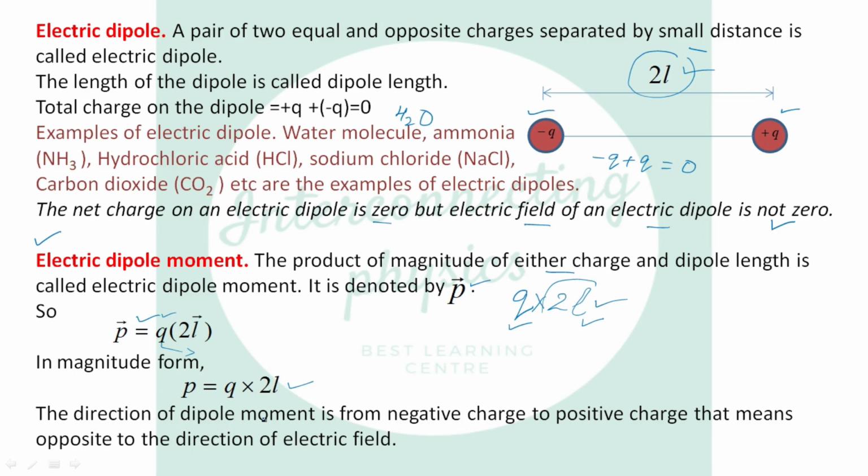Now the direction of dipole moment, the most important, note this: the direction of dipole moment is from negative charge to positive charge. It is opposite to the direction of electric field, because in the last topic we studied that the direction of electric field is from plus q to minus q charge, but the direction of dipole moment is just opposite, from minus q charge to plus q charge.